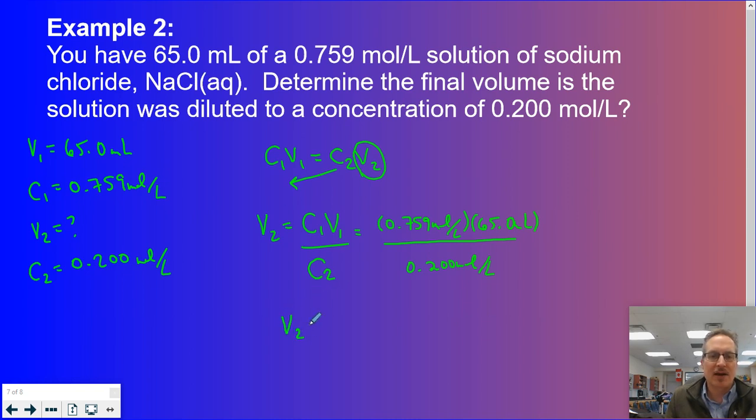My answer for final volume is going to be 247 milliliters. Again, I want to think about this. My concentration decreased. The only way for my concentration to decrease is for me to continue to add water. So that means my volume has to increase. So it's got to be more than 65 milliliters. 247, odds are we did the question right. 1 mark for formulas, 1 mark for substitution with units, 1 mark for answer with units in sig digs.